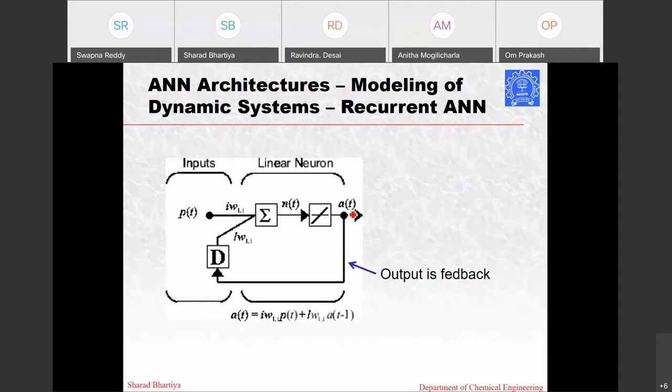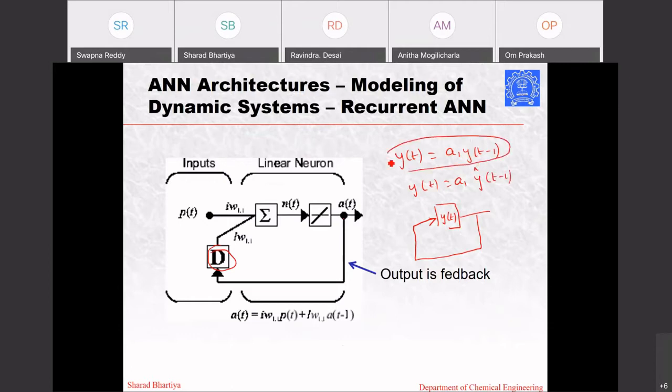Or you could take that output, so I could have had a y of t, and like in a true differential equation, I take that same output and feed it back after a delay unit. So y of t is equal to a1 times y of t minus 1. Note that this is very different from the previous slide, where it was y of t equal to a1 times some approximation of y of t minus 1. This is the same variable. It's purely recurrent, and that is what you can do using a recurrent ANN.